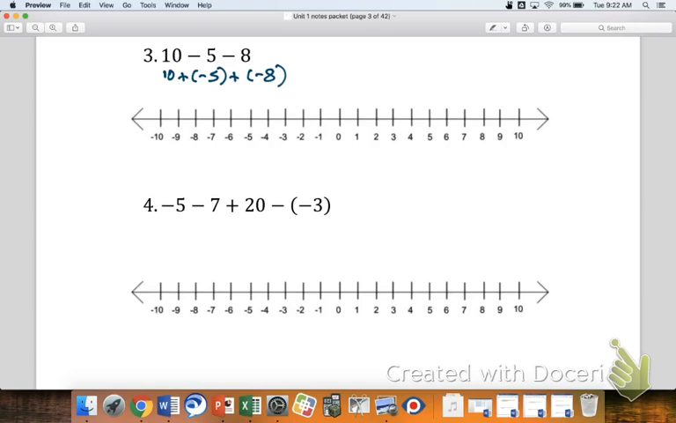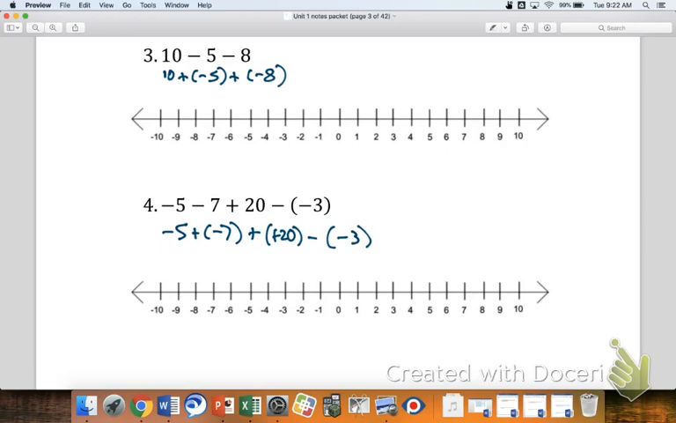Down here, we'll get to this one in a second. This would be negative 5 plus negative 7 plus positive 20. And then, of course, minus negative 3. We'll deal with that minus and negative here in a second. So I tend to think of everything in terms of being an addition problem. I've been doing math for a really long time, and that's still how I think about it. I think of everything as adding lefts and rights.